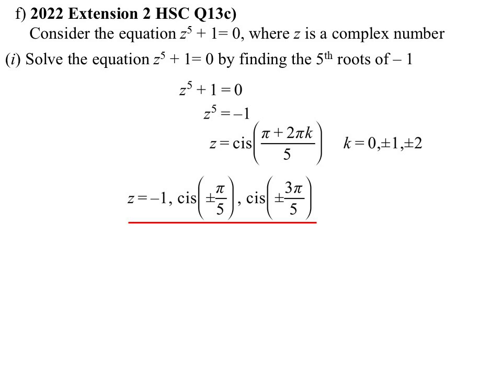I might have been a bit lazy there by making it cis plus or minus pi on 5. I probably really should have written it as cos pi on 5 plus i sine pi on 5, and then cos of minus pi on 5 plus i sine. But anyway, there's our 5 solutions.